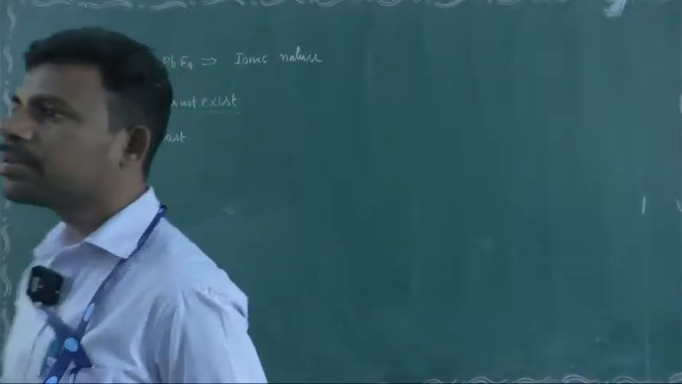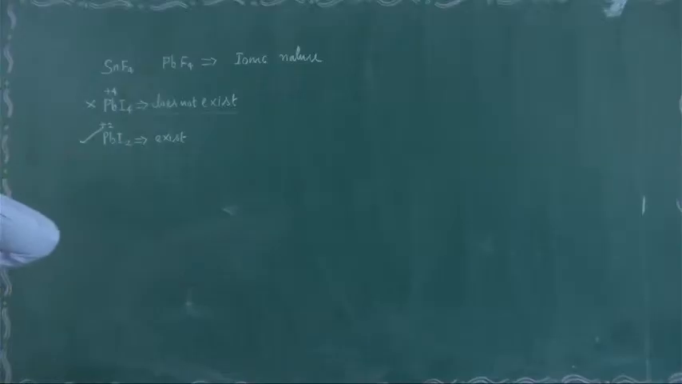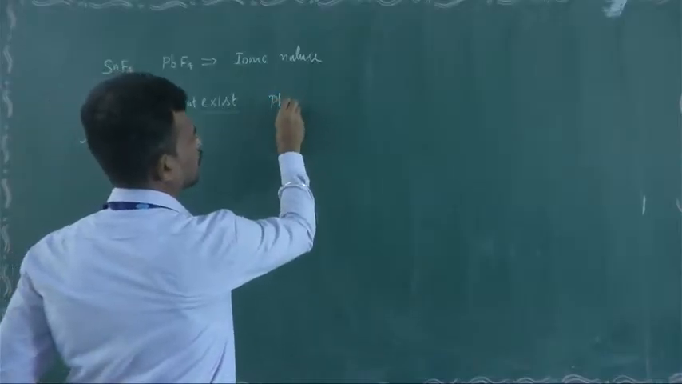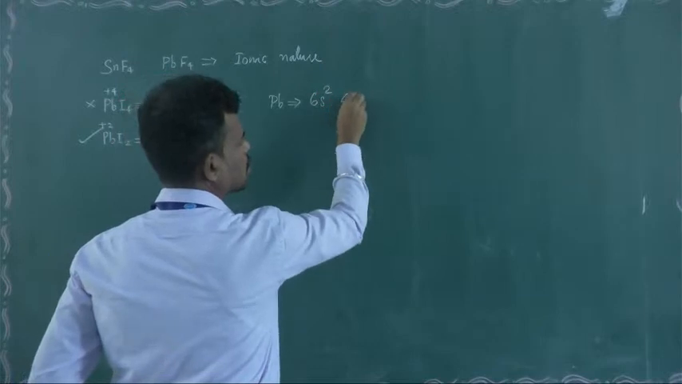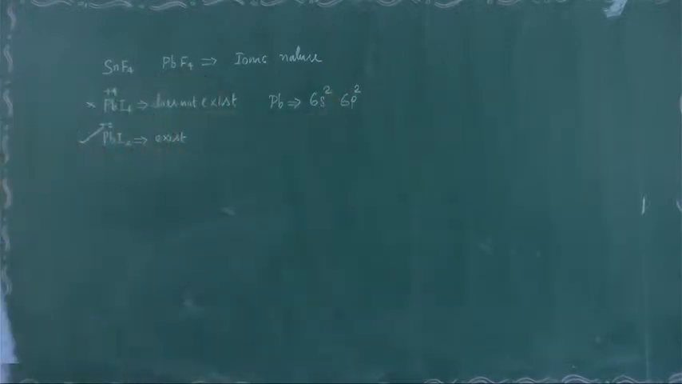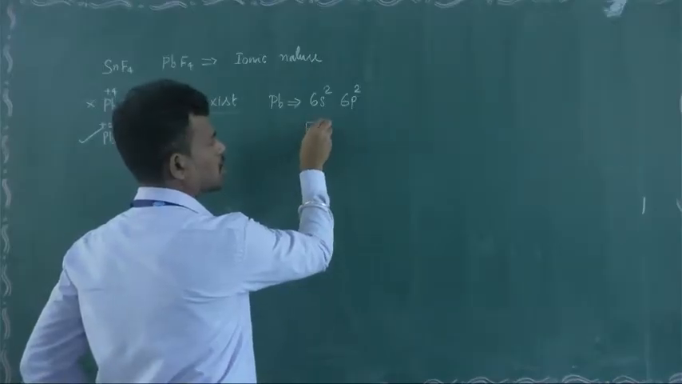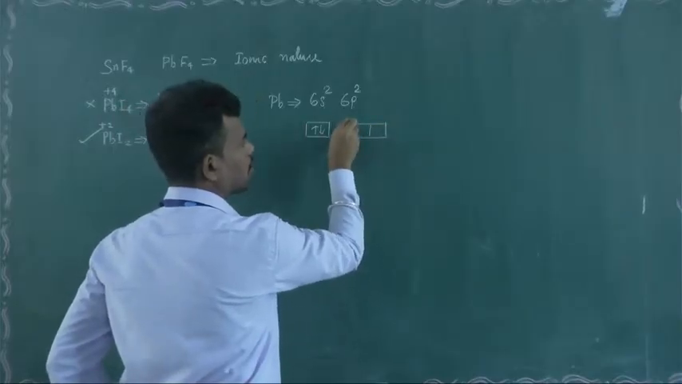The reason is... What is the reason? We have lead. The configuration is going to be 6s2 6p2. Is it clear? This is going to be 2 s electrons and 2 p electrons.